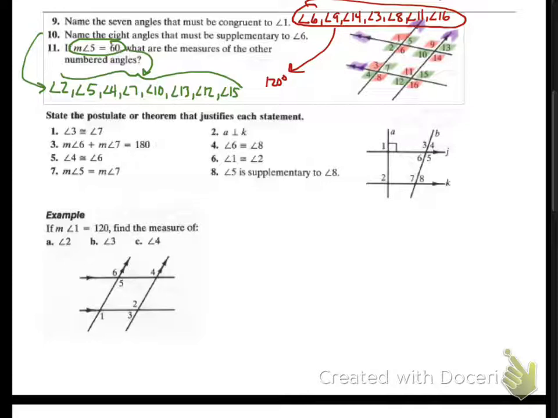I'll help you out with 1 and 7. Sorry, number 1. Angles 3 and 7. Those are corresponding angles. Angles 3 and 7, because we have parallel lines right here. 3 and 7 are corresponding. So your reason is parallel lines, corresponding angles, congruent. Try the other 7, please.